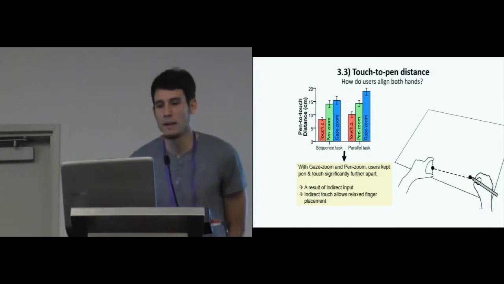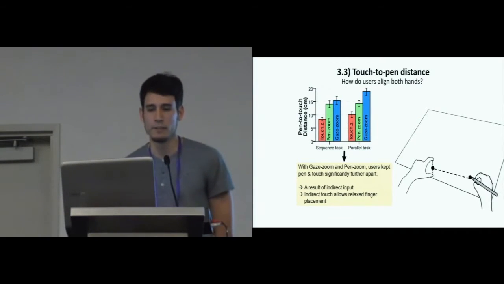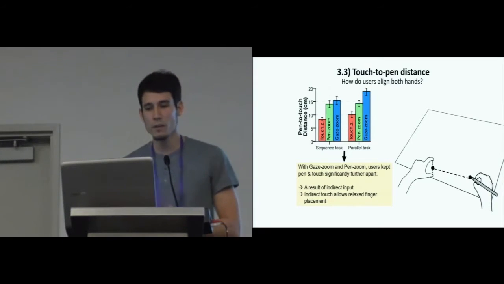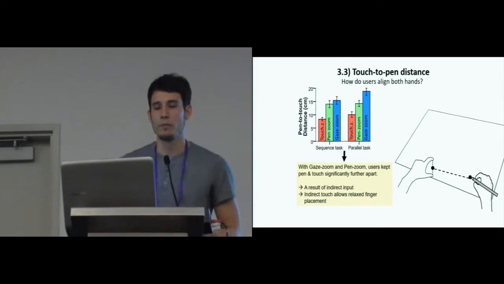At last, we looked at the touch to pen distance. So here, we found that with both of the indirect techniques, with the gaze zooming and the pen zooming approach, users were keeping both of the hands, so the pen and touch inputs, significantly further apart than when they used direct touch input. And this is because of the indirect input.